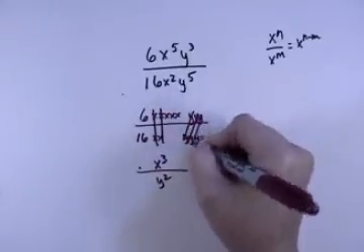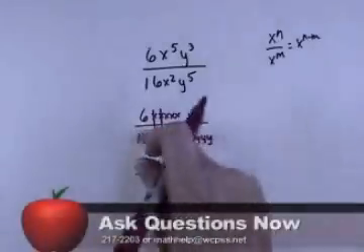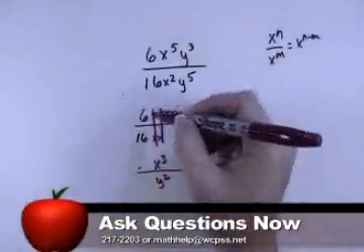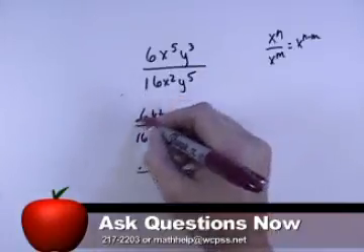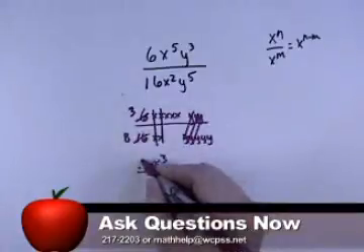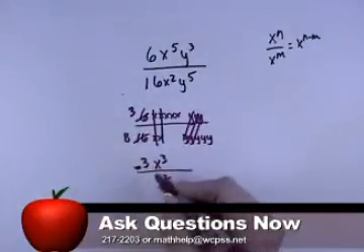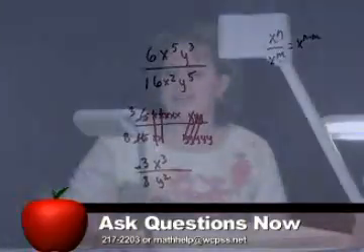I wouldn't expect you to write this out every time, but sometimes if you just need to revisualize it, that's what you need to do. And then we treat our numbers just like we would always treat fractions. What goes into 16 and 6? 2. 2 goes into 6 3 times. 2 goes into 16 8 times. Final answer would be 3x cubed over 8y squared. That's not a decimal. That's as far as we can go on that one, Jennifer.